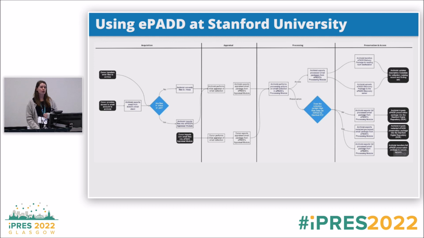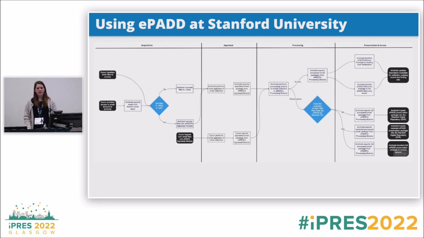We sometimes work with donors directly to help them transfer their email to us, even working with them to get temporary access to their email accounts so that we can export their email for them, and then of course they change their credentials. And then we have had a few very motivated donors who have actually imported their own email into ePADD and done some initial appraisal themselves before then transferring that appraised version of their collection to us.